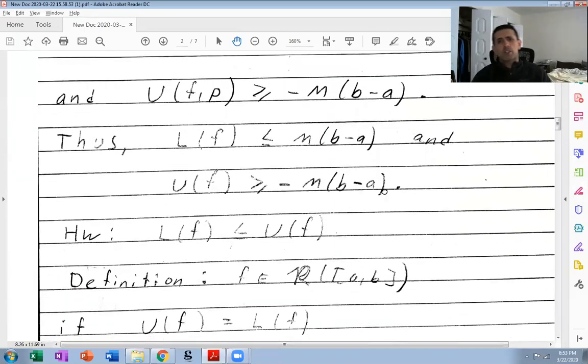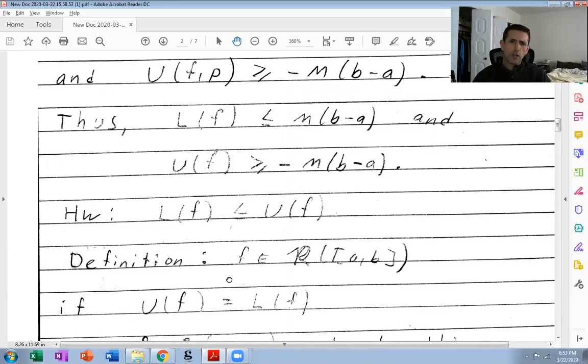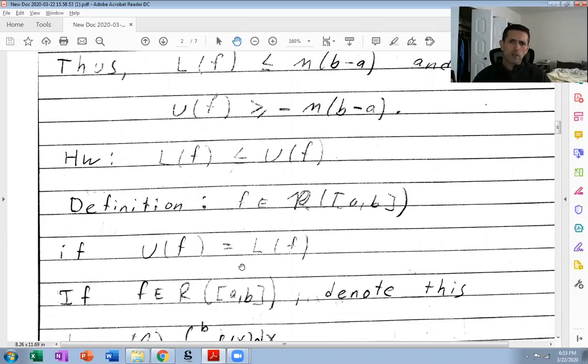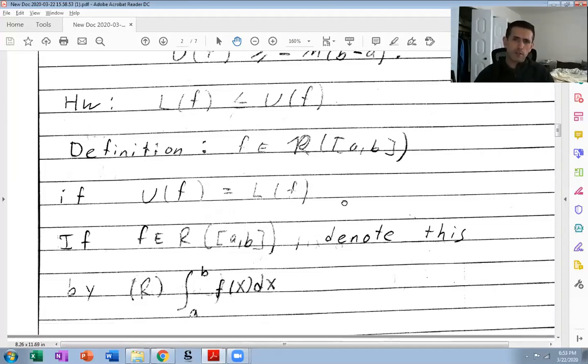As I mentioned, we say f is Riemann integrable on [a, b] if these two are equal. And if they are equal, that's what reasonably should be considered the area under the curve. And I'm going to use, like the book, this R here to denote we're taking the Riemann integral rather than the Lebesgue integral.